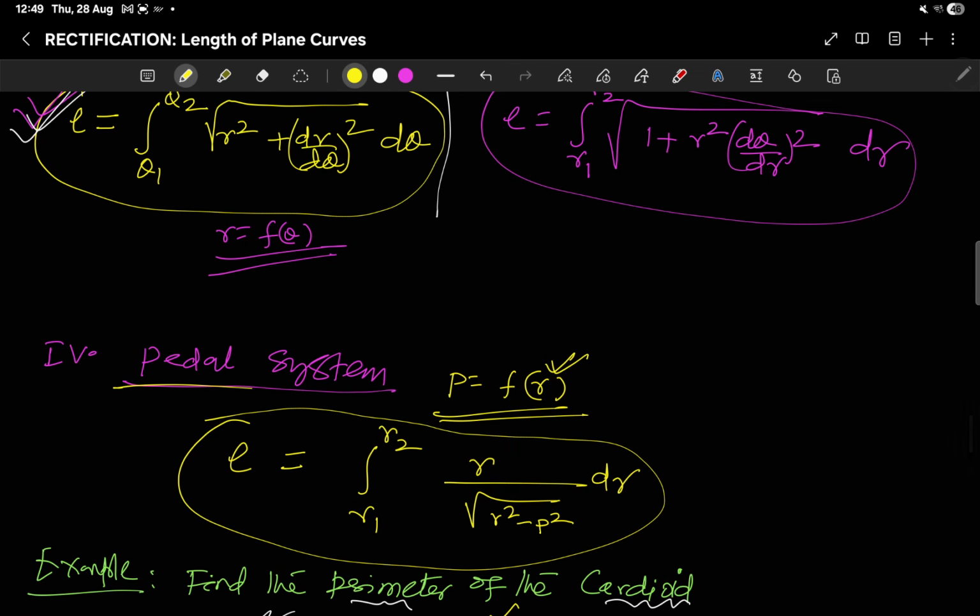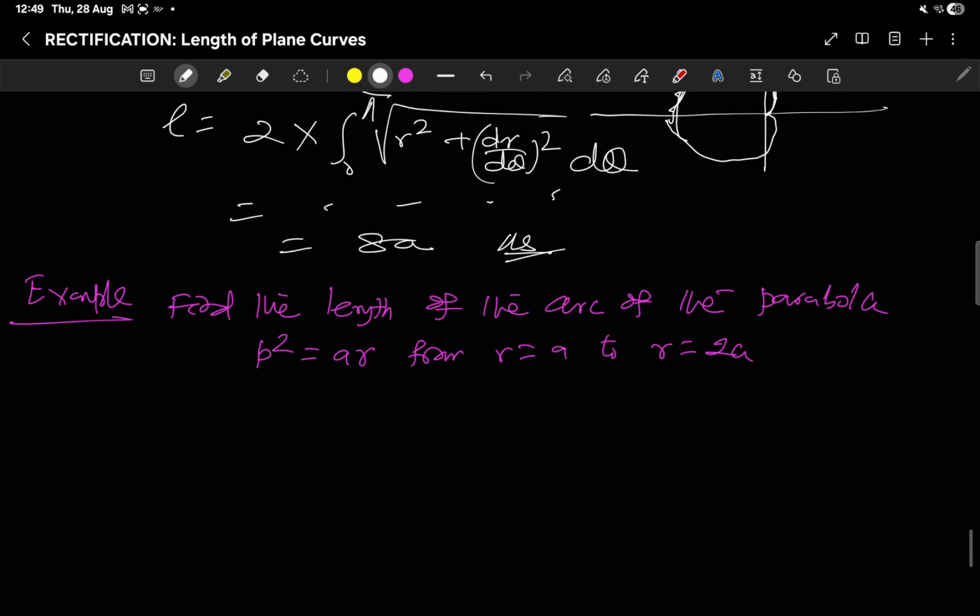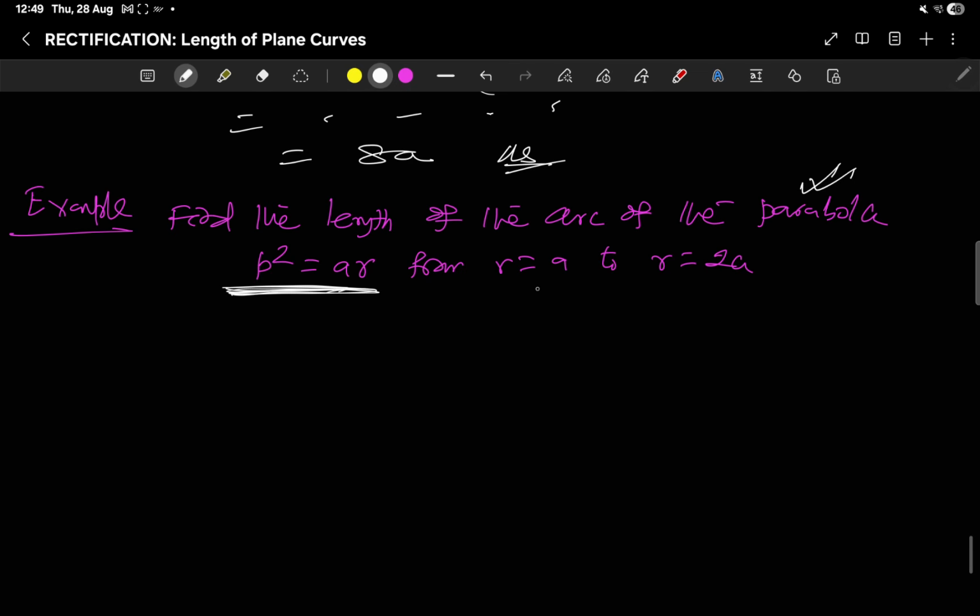Now in view of the pedal system, small p is equal to f of r. This is the formula. So let us solve one example in view of the pedal system. Find the length of the arc. P square is equal to, of course it is a parabola in pedal form, so we don't bother about this diagram. We have given the limit here, a to 2a.